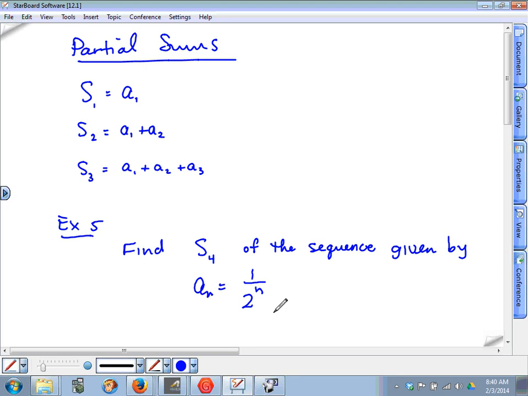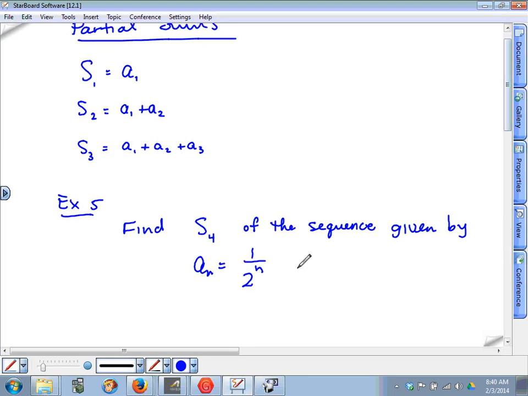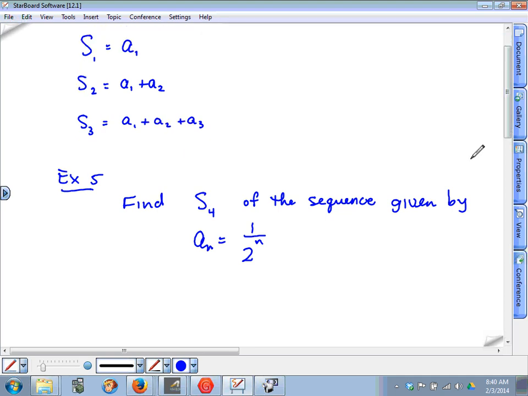Is it 2 to the square root of n? 2 to the power of n. 1 over 2 to the power of n. So, in order to find S sub 4, what do we have to know? N1, N2, N3, N4. We have to know the first 4 terms. It's 1 over 2 to the n. So in order to find S sub 4, we have to know the first terms to add them up, the first 4 terms in particular.